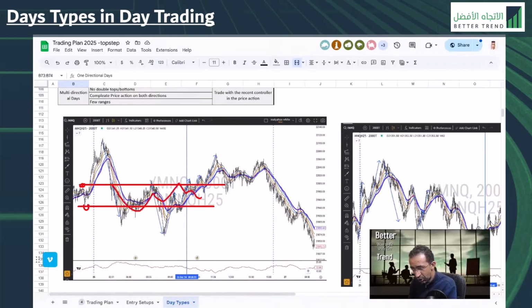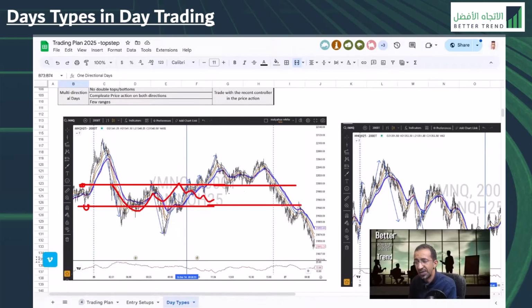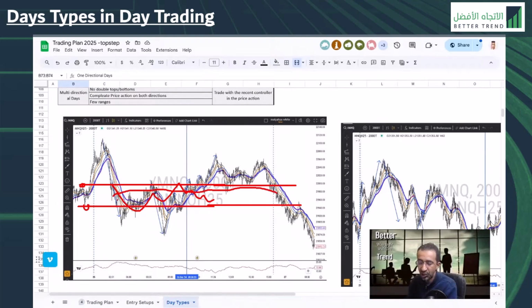This area is a chop area. This area is a chop area. Don't trade in this area. It could be a chop area also. The chop area could be a multi-direction day as well, so they could be the same. So no double top, no double bottom.